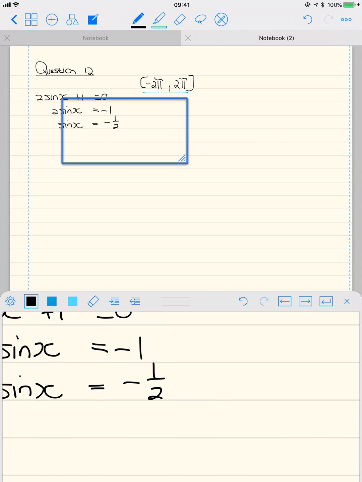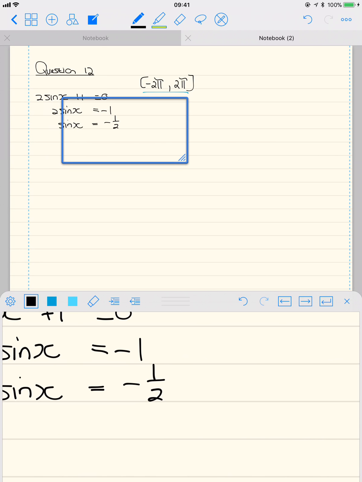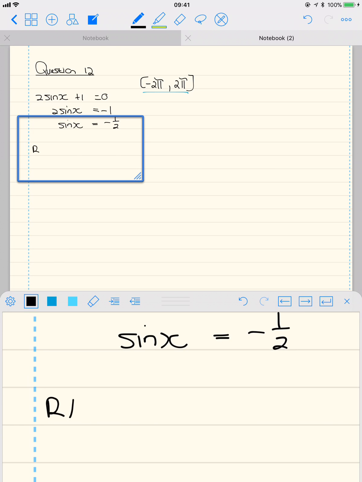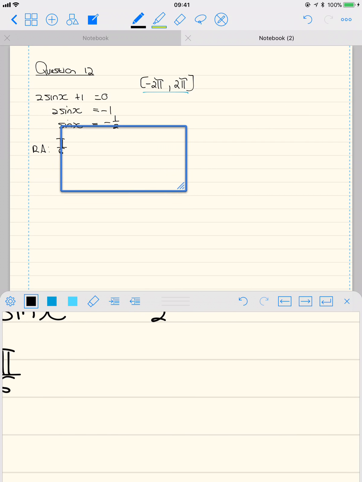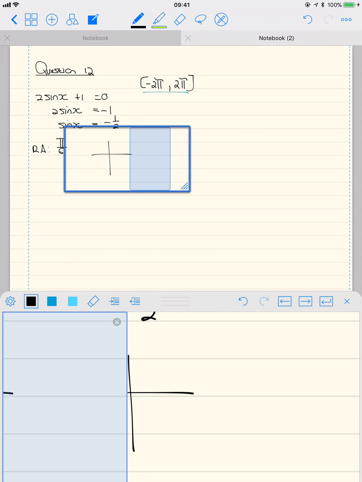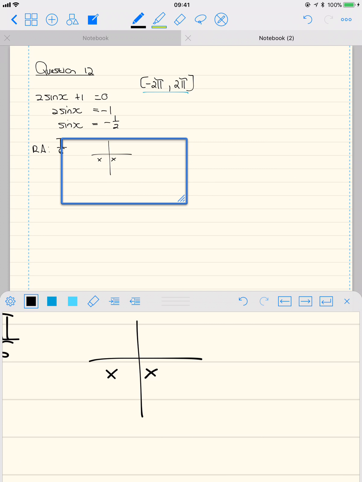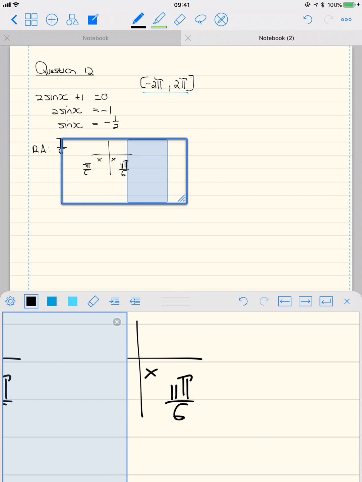Now, because we have a half there, our reference angle, we are going to write, reference angle is pi over 6. Always remember to write down your reference angle. And because this is negative, we look at the CAST diagram, and we know that sine is negative in the third and the fourth quadrant. So, in these quadrants, from your diagram that you should have memorized, it will be 7 pi over 6 here and 11 pi over 6 over there.